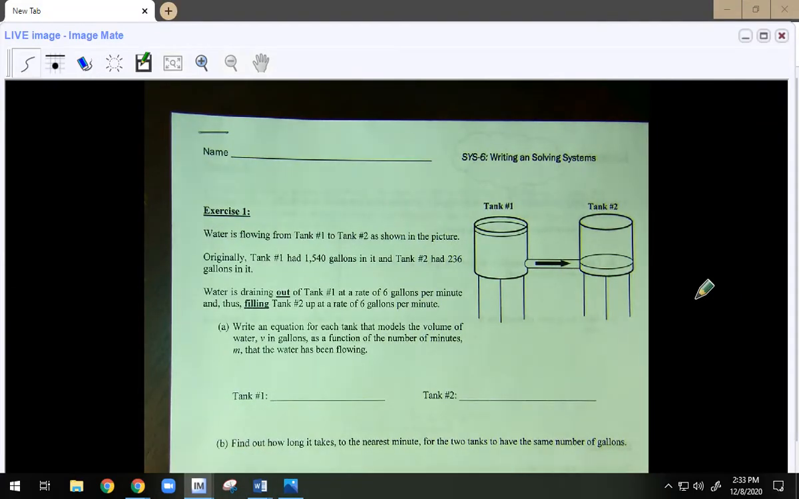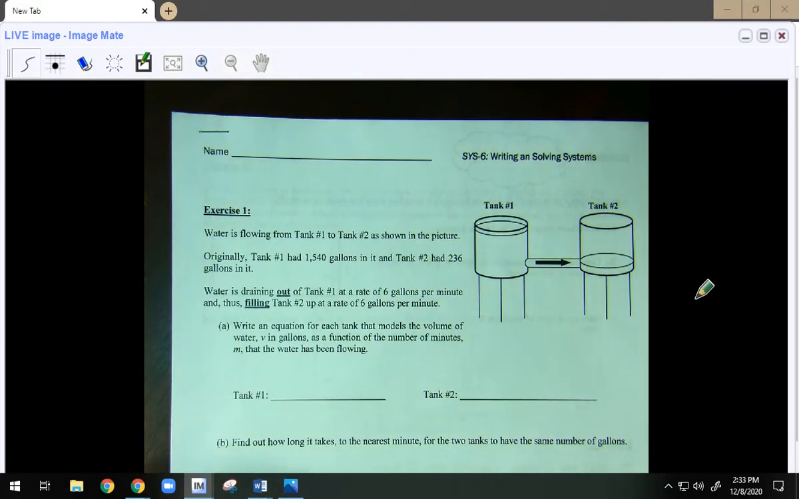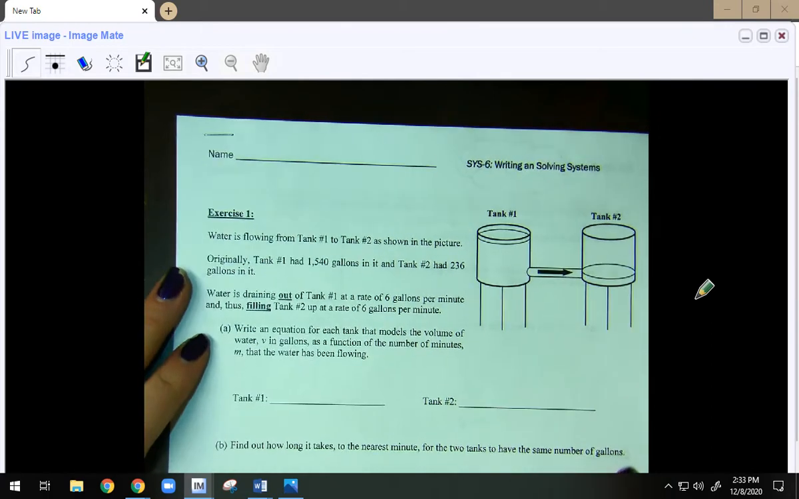Okay, hi. So we have SYS-6, and what this is, is writing and solving systems, okay? So what we're going to be doing is taking all the information on how to solve systems, but now we're going to use them in word problems, okay? So exercise 1 looks like so.